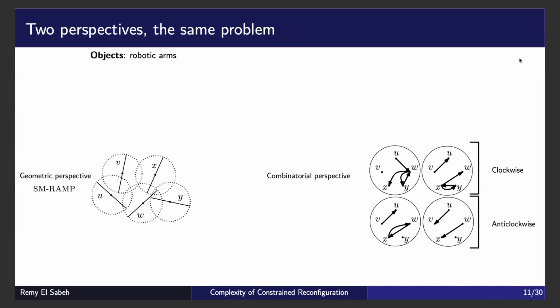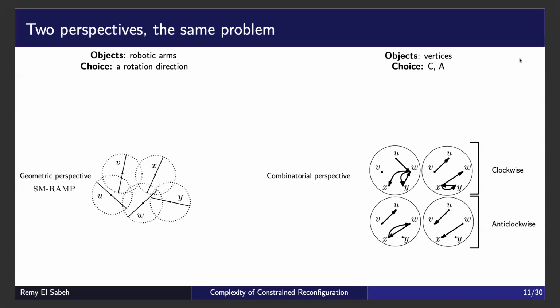So there are some similarities and some differences between these two ways of doing things. On the left, our objects are robotic arms. On the right, our objects are vertices. On the left, the choice is some rotation direction. And on the right, our choice is between C and A, or clockwise and anti-clockwise.